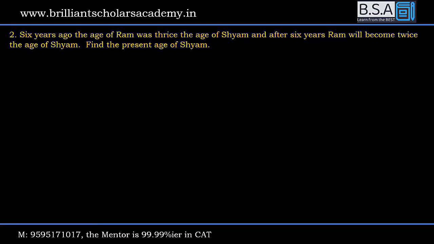Simple questions. First 5-6 questions are very simple. 6 years ago, Ram was thrice the age of Sham. After 6 years, Ram will be twice the age of Sham. Find the present age of Sham. So go on, complete this. Creating equations based upon the language, creating equations.